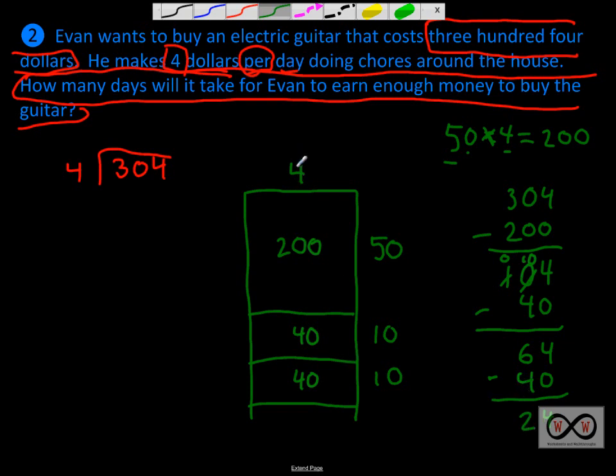Now we're thinking 4 goes into 24 how many times? Well, you might be thinking, hey, that's a basic fact. I know that one. And good for you. So that would be 6. Because 4 times 6 equals 24. And that kind of finishes off our rectangle.